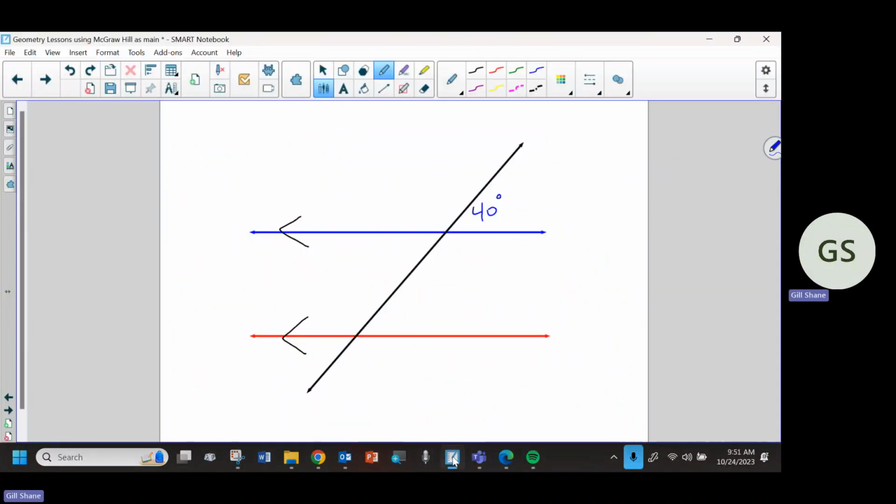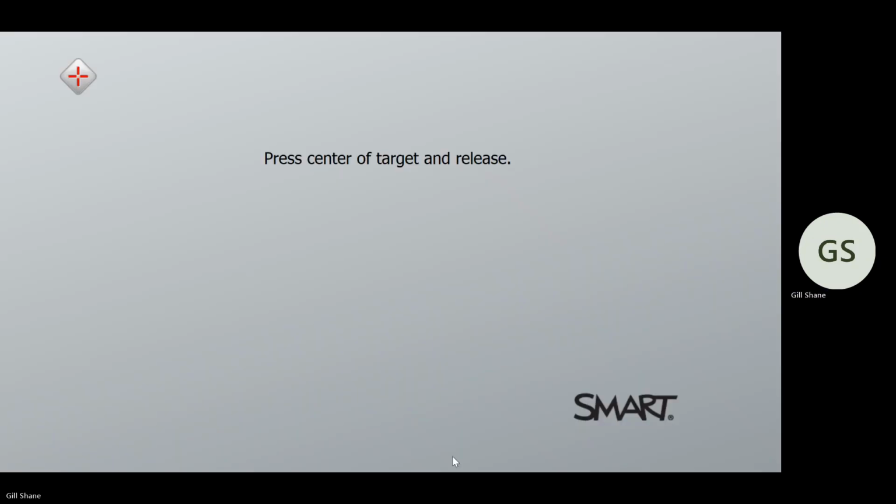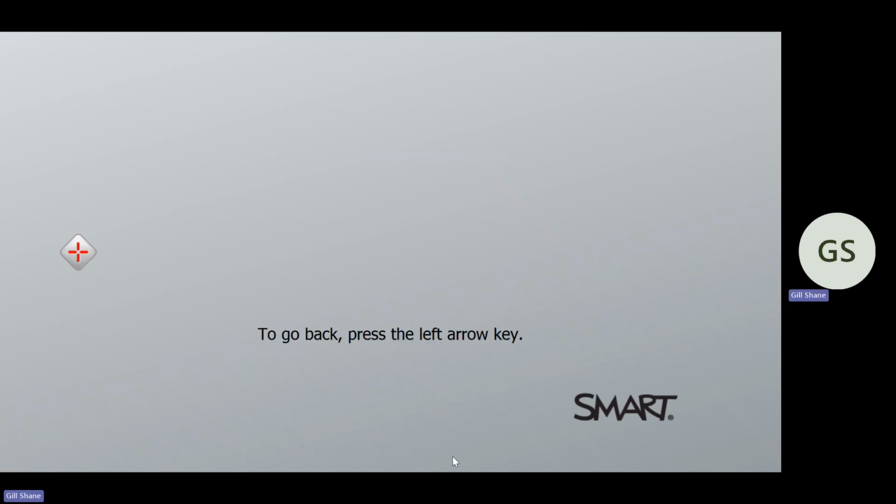Let me try. Oh, I don't know if this is going to work. It's broken. Hopefully you have that drawn. Let me do this real quick. See if it'll fix it a little bit. Like the 12th time I've done it.